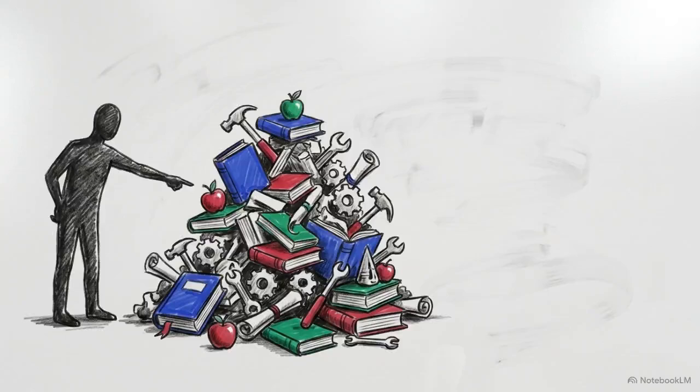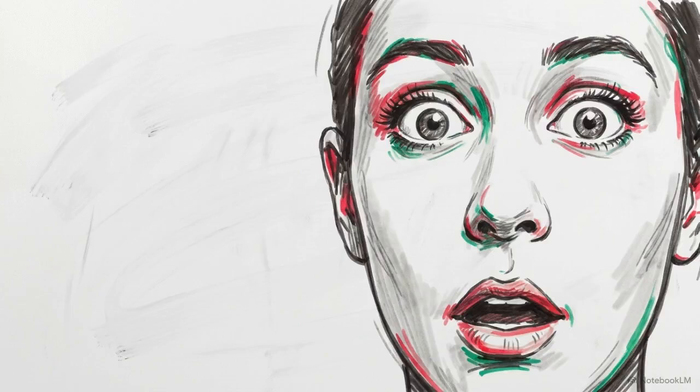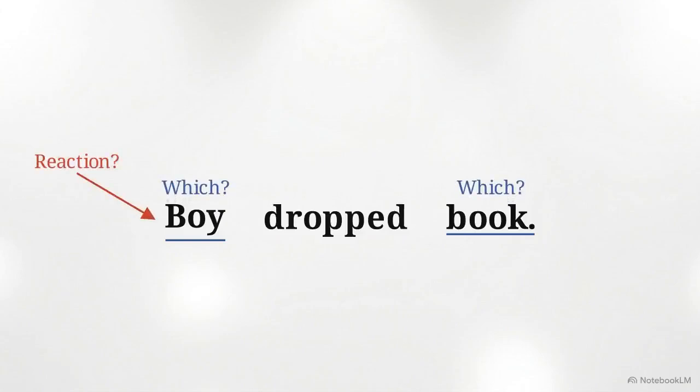How do we point out exactly which object we want, or capture a sudden burst of emotion, using only the smallest words in our vocabulary? Take a look at this sentence. "Boy dropped book." It tells us the basic action, but it lacks detail. Which boy? Which book? What is the reaction to the book dropping?